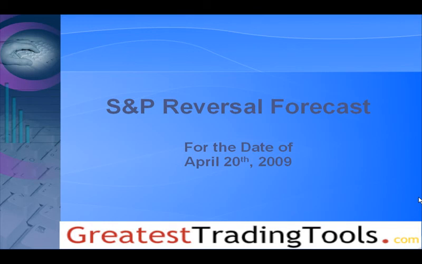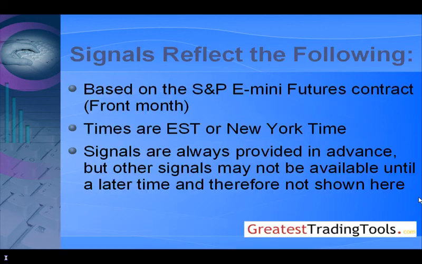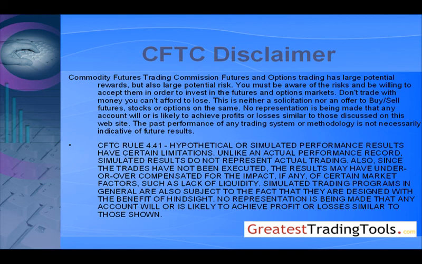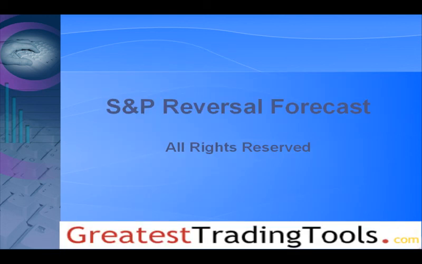GreatestTradingTools.com presents an S&P reversal forecast for the date of April 20th, 2009. Signals are based on the S&P Mini Futures contract, front month. Times are in Eastern Standard Time, or New York time. Signals are always provided in advance, but other signals may not be available until a later time and therefore not shown here. CFTC disclaimer: if you risk it, you can lose it. All information is provided for educational purposes only, and all rights are reserved.